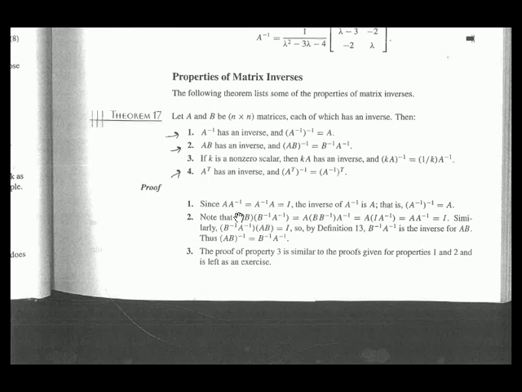This one's pretty easy to show: the inverse of AB is B inverse A inverse, and it's not A inverse B inverse. It has to be in the reverse order. Just multiply AB times what we're claiming is the inverse of AB, and the B's cancel and the A's cancel, and you get the identity. So that proves it, but it has to be in that order. The inverse of AB is not A inverse B inverse, it's B inverse A inverse, which is generally not the same thing.